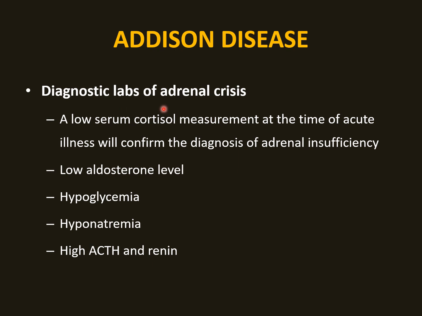Diagnostic labs in cases of adrenal crisis: low serum cortisol measurement during the time of acute illness. This will confirm the diagnosis of adrenal insufficiency. Meanwhile, you will also see the patient having low aldosterone level, hypoglycemia, hyponatremia, hypercalcemia, and high ACTH and renin.